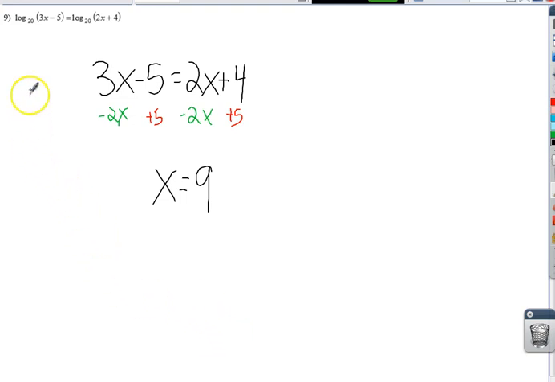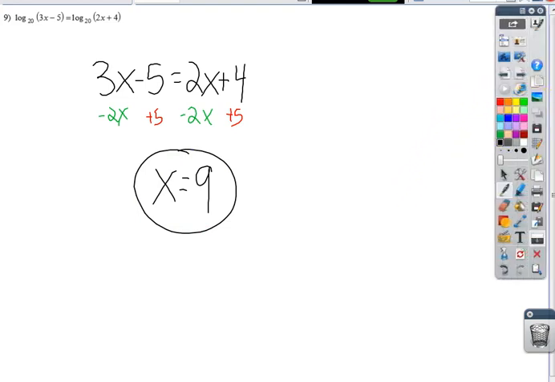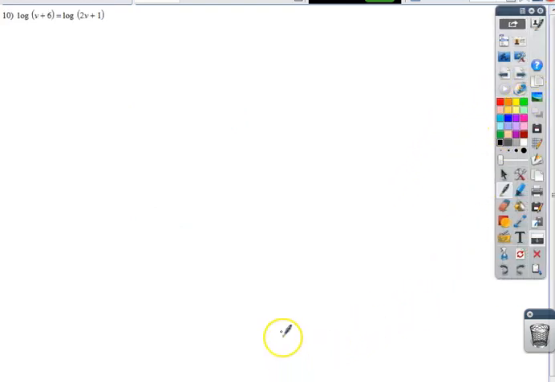If I put 9 in here, 3 times 9, 27, 27 minus 5, 22. 2 times 9 is 18. 18 plus 4, 22. So it works. Remember, you are not allowed to have the inside of a log be negative. Moving on. Here again, log equaling log.